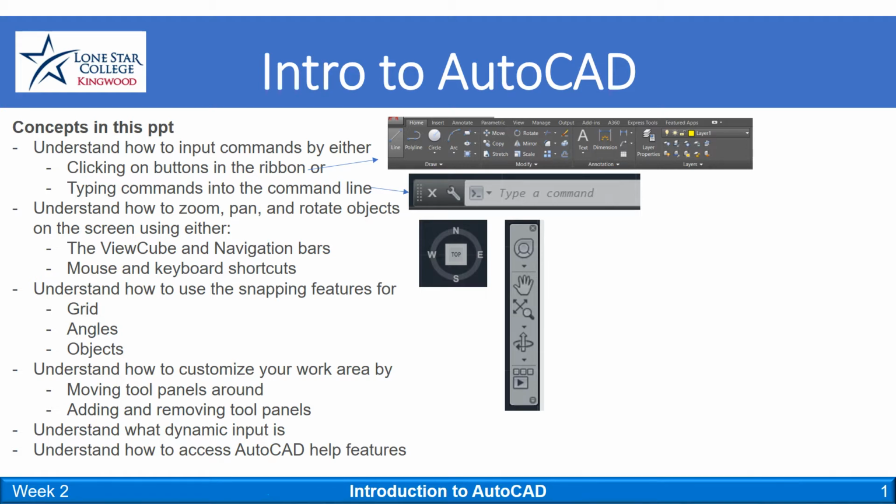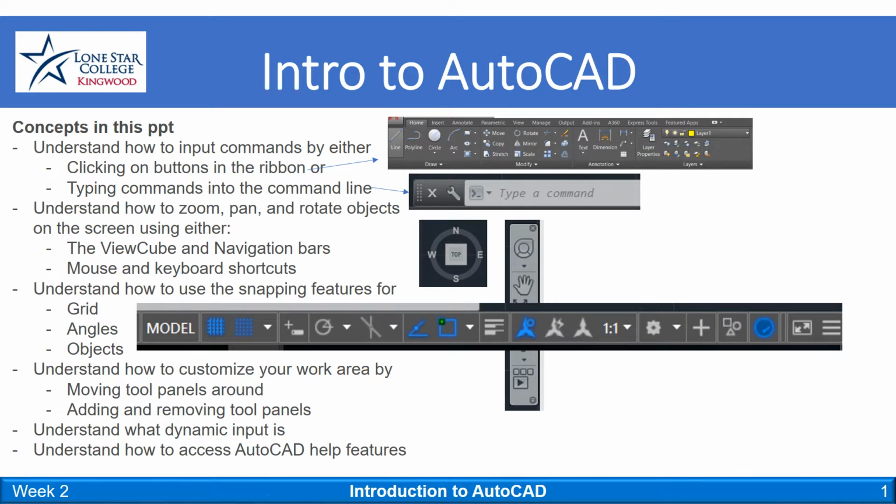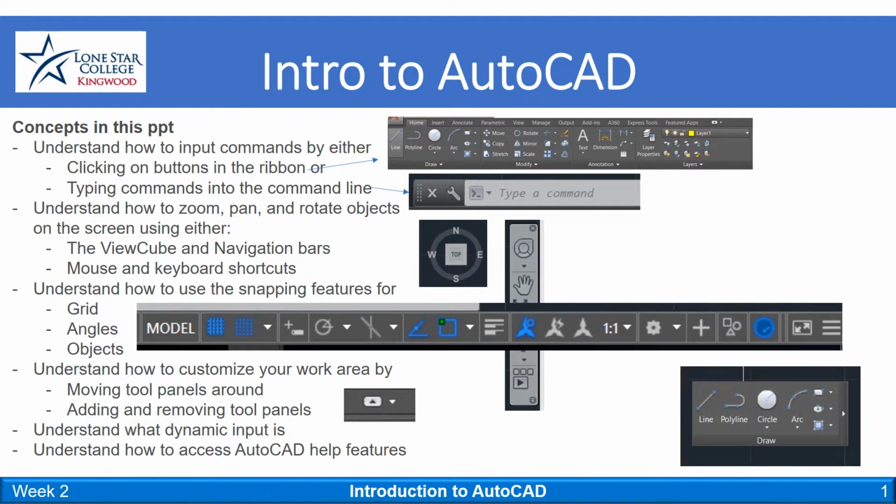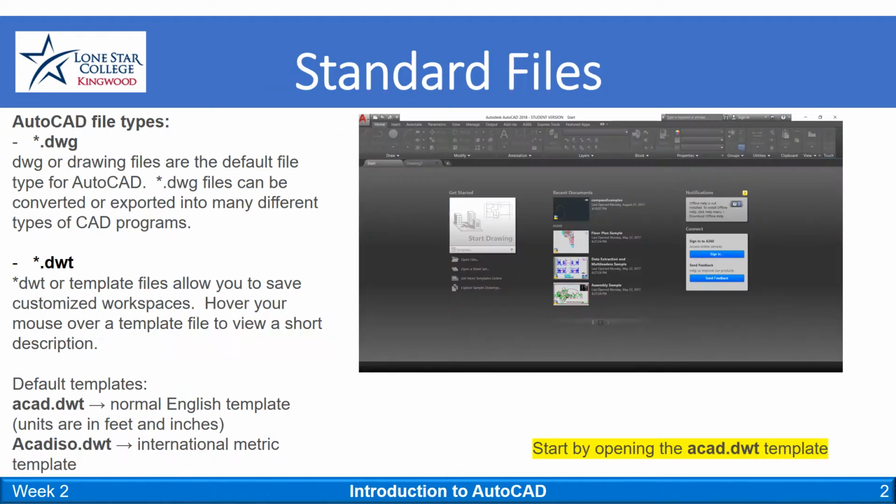We'll also go through understanding how to use some of the snapping features for snapping to grids, snapping to angles, snapping to objects. So a lot of different snapping features that we'll go through in here. And also just how to customize your work area. So you can move buttons and panels around, have different color schemes, different sizes of coordinate systems and grids, just a lot of different customizations that they let you do. We'll go through dynamic input and also just using some of the AutoCAD help features that come in so nice.